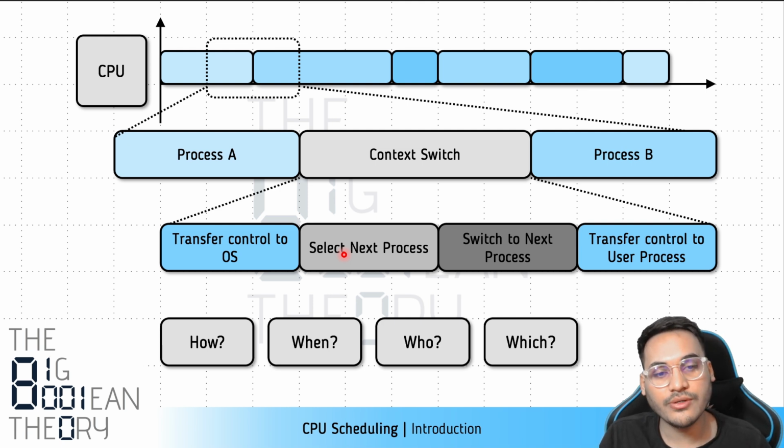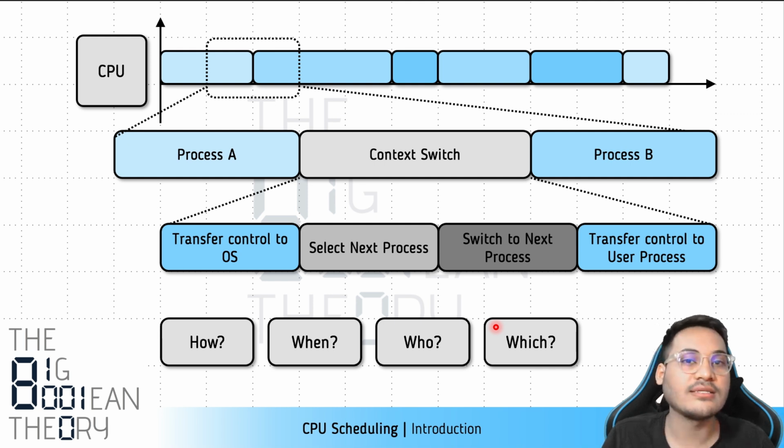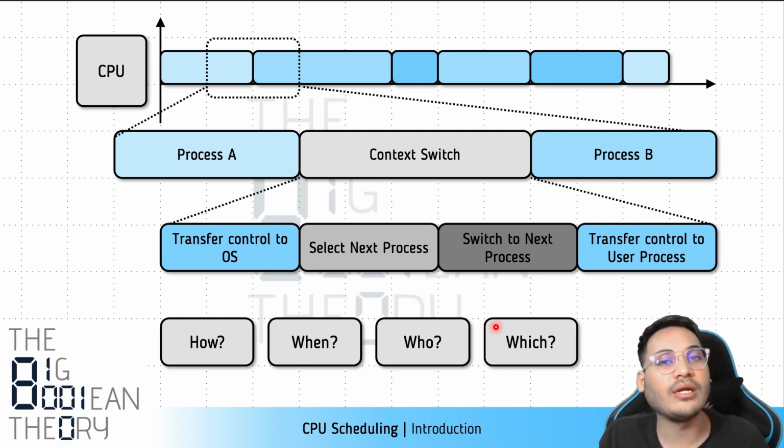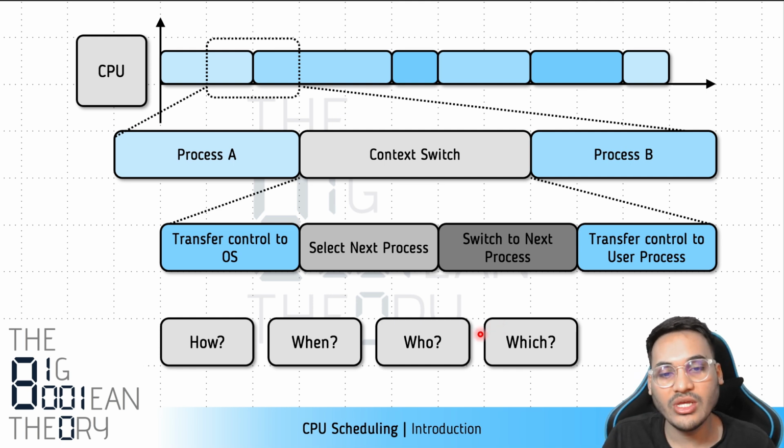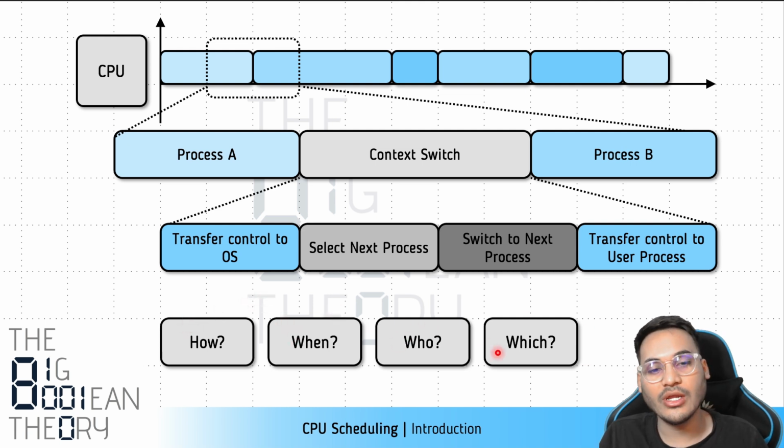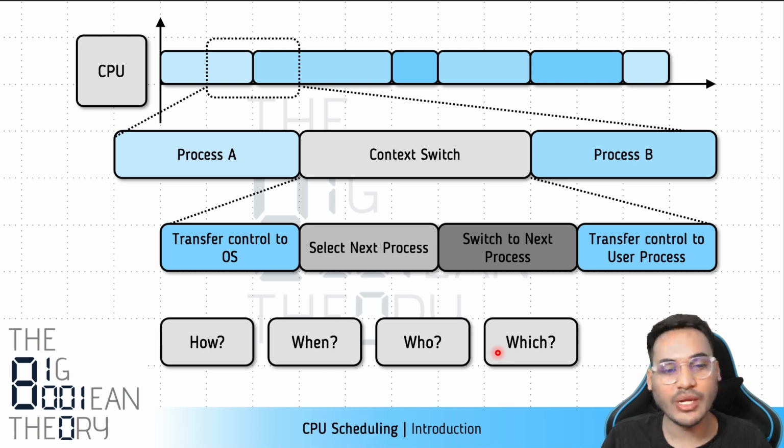Then finally, the which question is about answering to which process should be assigned the CPU. This is about the selection. So it is important that we answer all of these questions, and then only we can say we have implemented CPU scheduling. So in this topic, we will be answering these three questions: how, when, and who. And in the next topic, we'll answer which. So the which part, we'll spend a lot of time understanding the different policies, and there are different interesting policies that exist for deciding which process should be assigned the CPU. So this is the overall flow that we are going to follow, right?